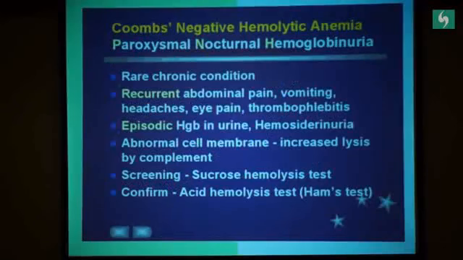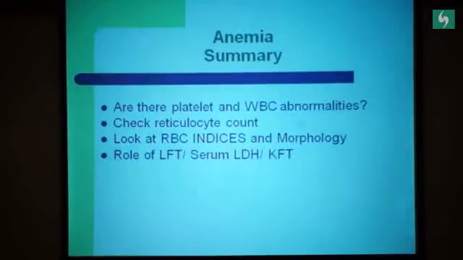To summarize, whenever we have a case of anemia, please don't just stop at hemoglobin. I will repeat, look at associated WBC and platelet abnormalities, check the retic count, look at the RBC indices and the morphology, and there is a definite role of doing liver function tests, kidney function tests, and serum LDH in particular.